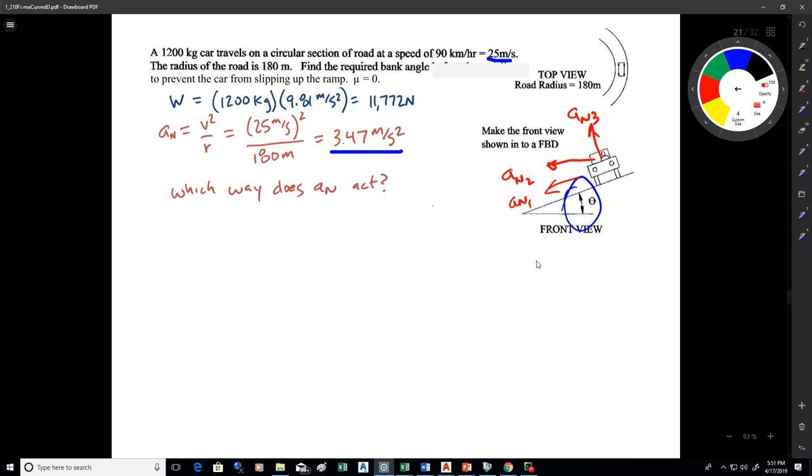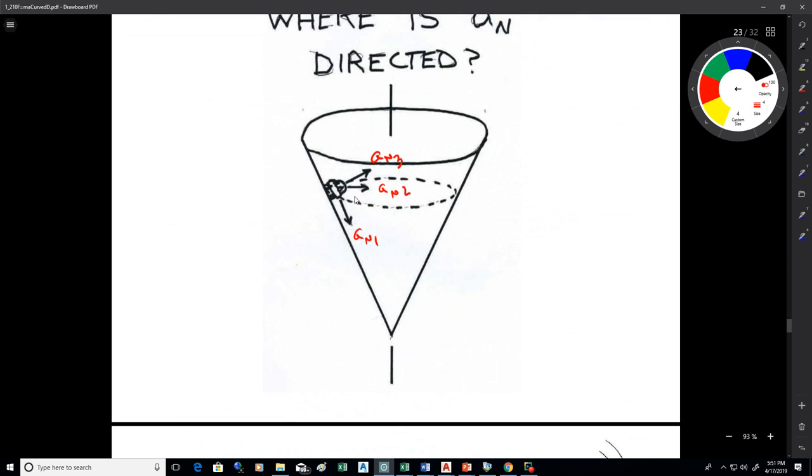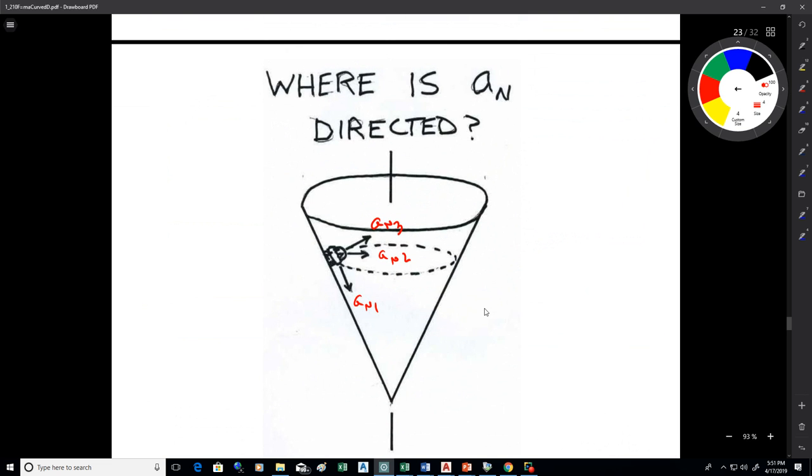So I'd like to see, if we bank the track, which way does the acceleration act, this normal acceleration? Is it parallel to the track? Is it horizontal, or is it normal to the track? So think that through a little bit. Really, you can kind of think of that car as traveling around the inside of a cone, and we want to know which of those three directions the normal acceleration acts. So maybe give that a little thought. If need be, just pause the recording for a second and think it through and see what you got, then we'll go over that.